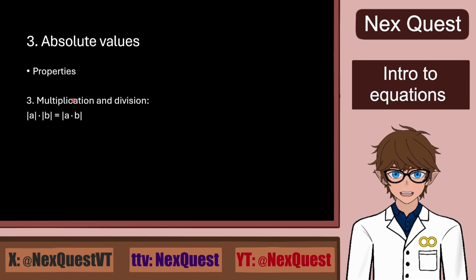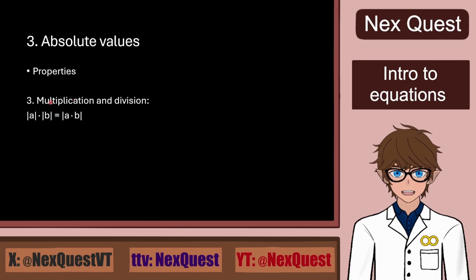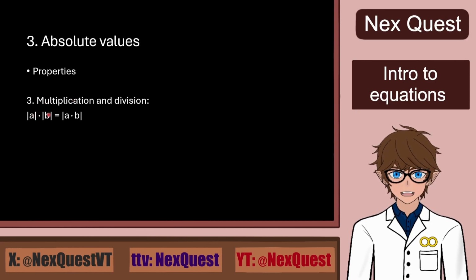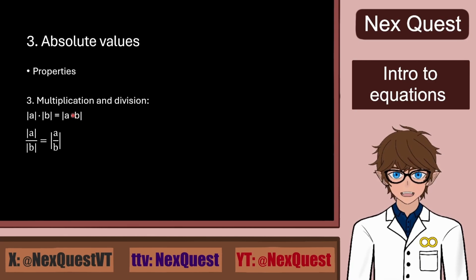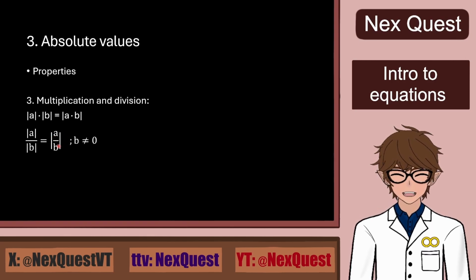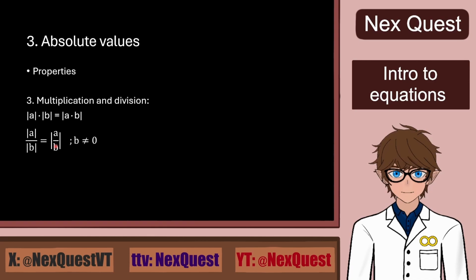Next properties are multiplication and division. As with normal brackets, if we multiply absolute values, it's the same as the absolute value of the product. Same for division. If we divide two absolute values, we get the absolute value of the fraction. However, this again only makes sense if b is not equal to 0, as otherwise you could not divide.